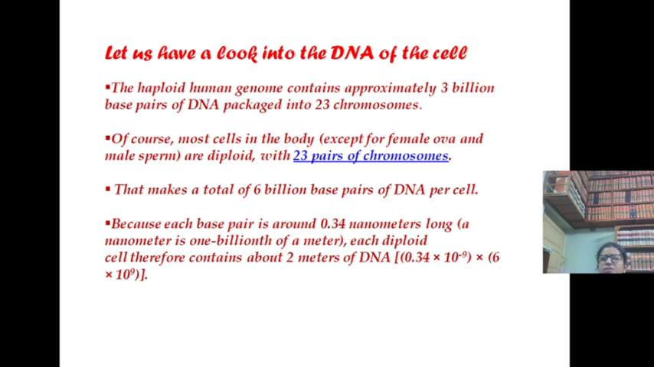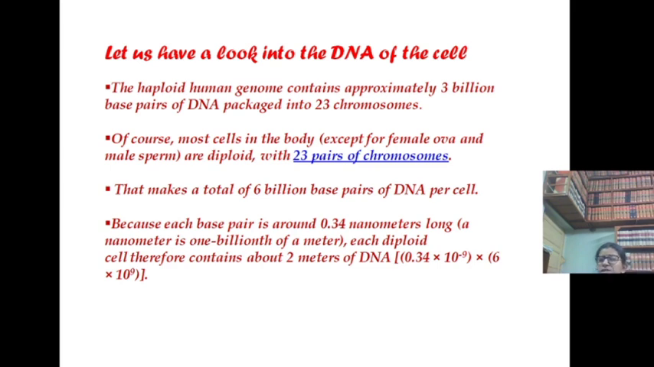Let us have a look into the DNA of the cell. The haploid human genome contains approximately 3 billion base pairs of DNA packaged into 23 chromosomes. Yes, you must be knowing that we have 23 chromosomes in the haploid genome. So you have 3 billion base pairs.